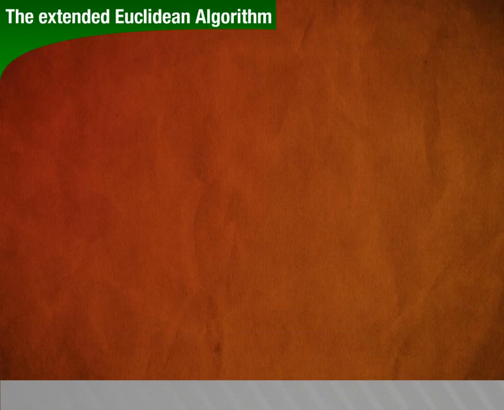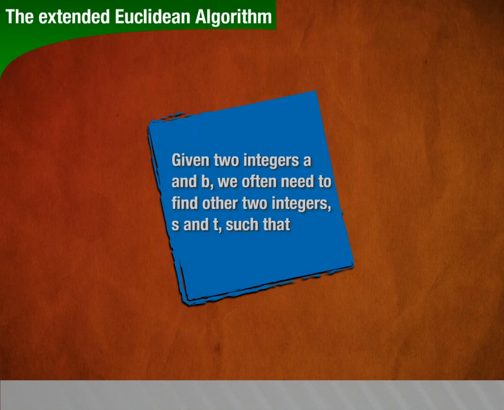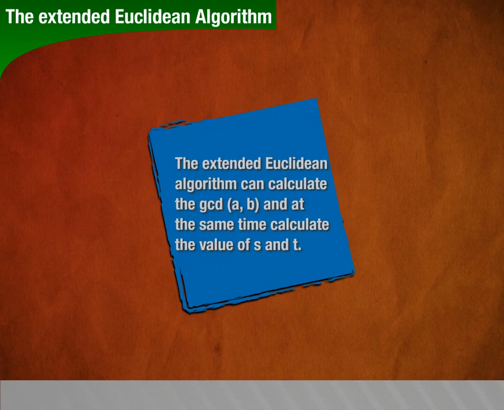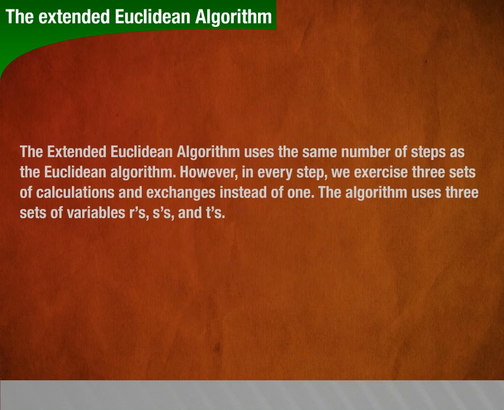The extended Euclidean algorithm. Given two integers a and b, we often need to find two other integers s and t such that s times a plus t times b is equal to GCD(a, b). The extended Euclidean algorithm can calculate the GCD of a and b and at the same time calculate the values of s and t. It uses the same number of steps as the Euclidean algorithm. However, in every step, we perform 3 sets of calculations and exchanges instead of 1.